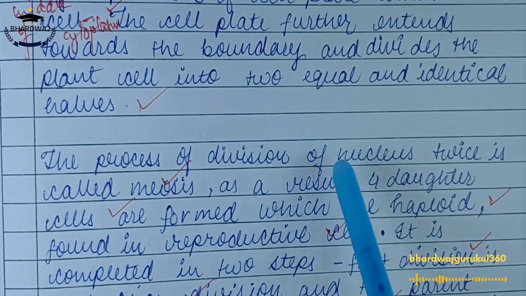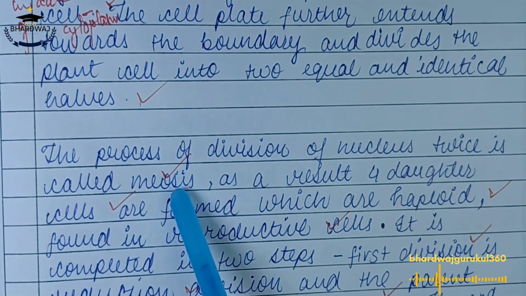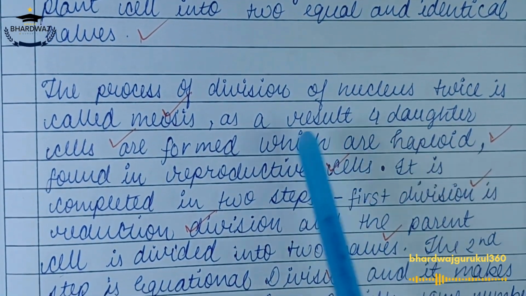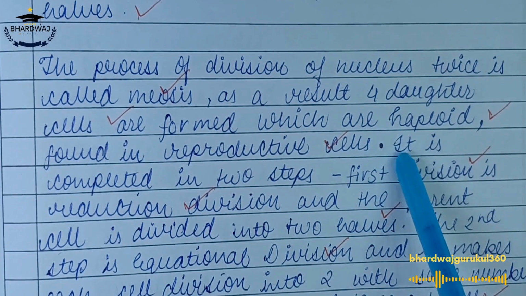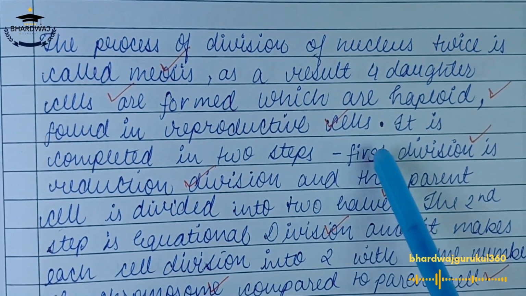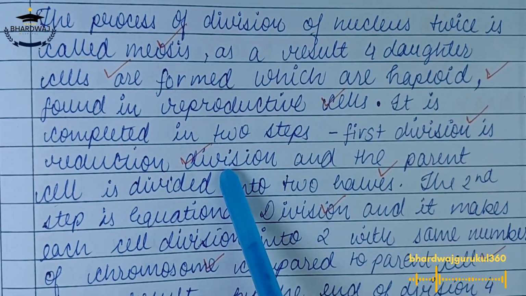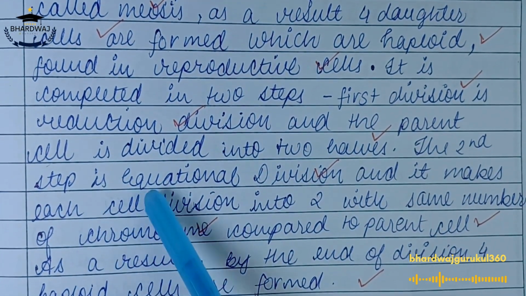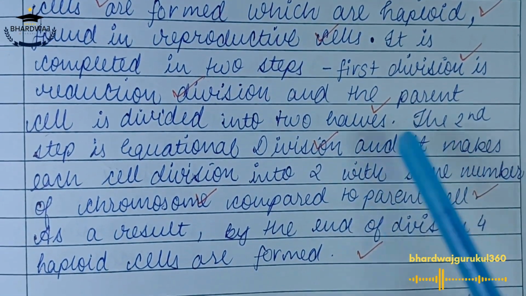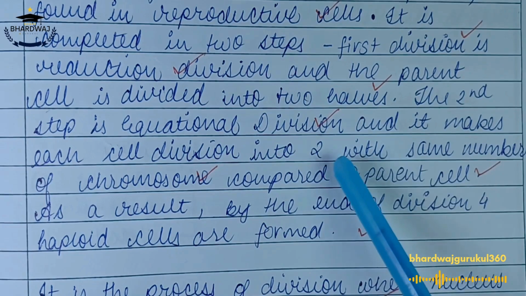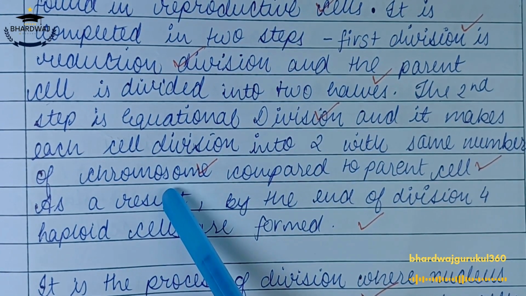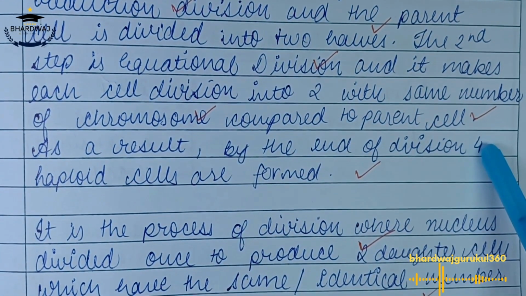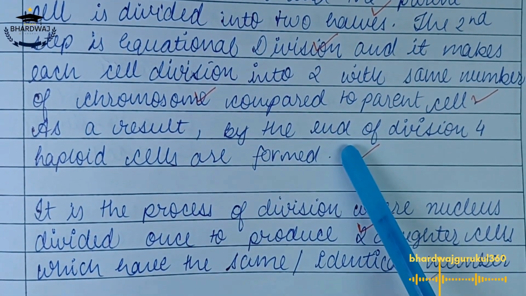Meiosis. The process of division of nucleus twice is called meiosis. As a result, 4 daughter cells are formed, which are haploid and are found in the reproductive cells. It is completed in 2 steps. First division is the reduction division, and the parent cell is divided into 2 halves. The second step is equational division, and it makes each cell division split into 2 with the same number of chromosomes compared to the parent cell. As a result, by the end of the division, 4 haploid cells are formed.